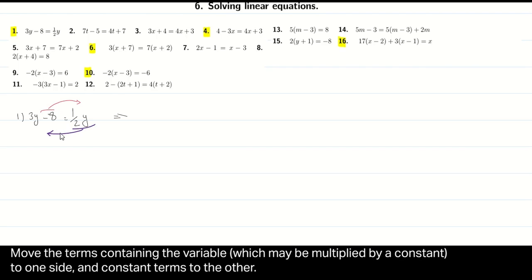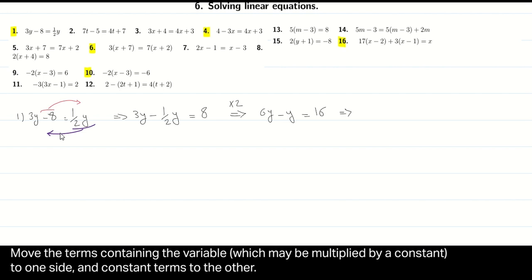Now, on the left-hand side, I already have 3y. Now, when I move the 1 over 2 times y to the left-hand side, its sign is going to change. So it's going to be minus 1 over 2 times y. And when I move the negative 8 to the right-hand side, its sign is going to change. It's going to be plus 8. Now, in order to simplify this equation, I'm just going to multiply both sides by 2. So it's going to be written as 6y minus y is equal to 16.